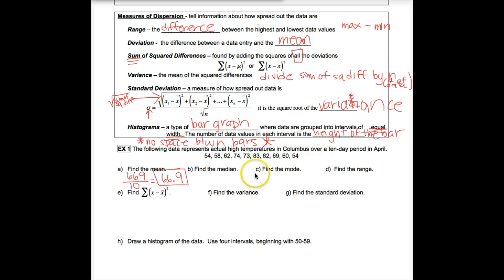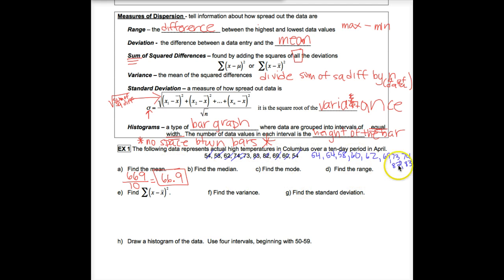Now the median, again, our data has to be in order first. So I'm going to do that first. The lowest temperature that I see on there is 54. And I see that twice. So I like to cross them out as I go so that I know I've used it. Then there's a 58, 60, 62, then 69, 73, 74, 82, 83. So we've used all of our pieces of data.